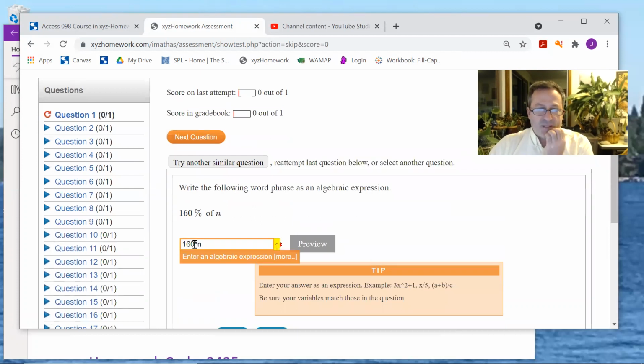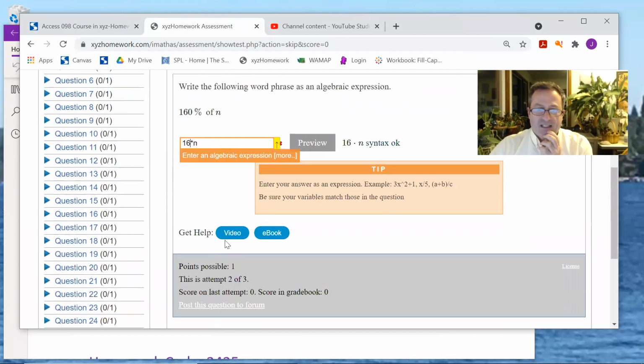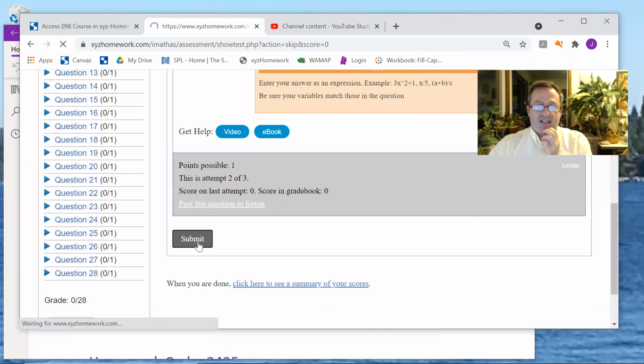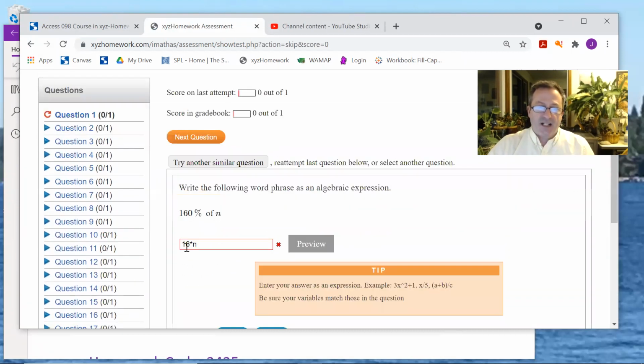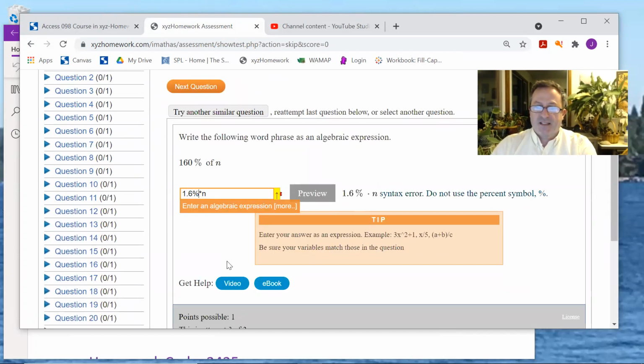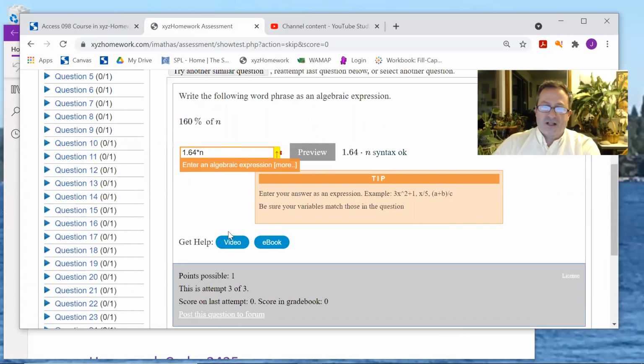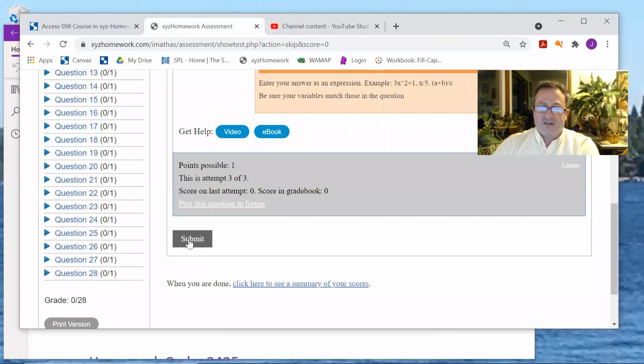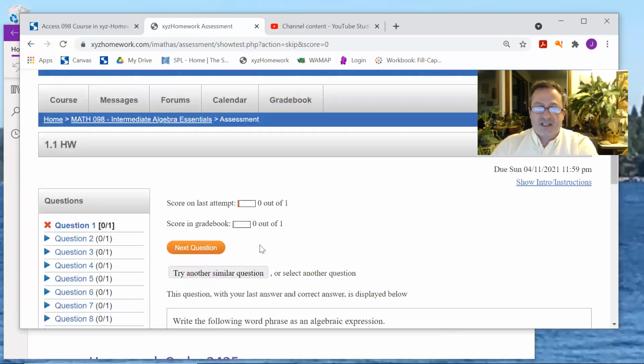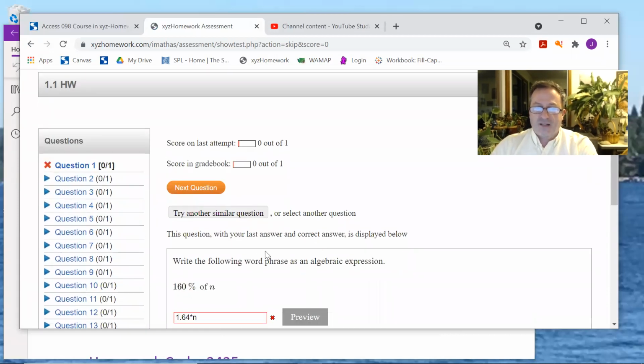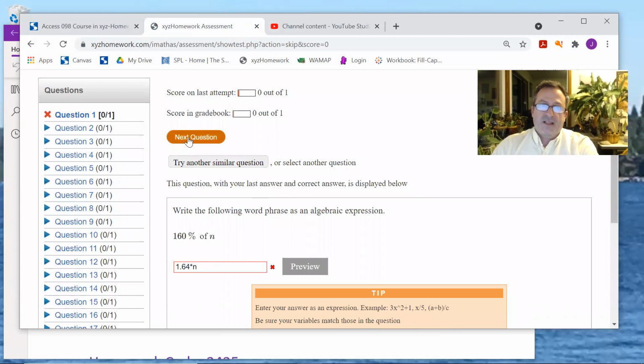I can say, okay, well, maybe it's 16 times n. And I'll try it again. Ah, and I'm wrong again. And, oh, I know, I need to do 1.6% times n. Oh, it says syntax error, do not use the percent symbol. So it doesn't want that. So let's accidentally enter 1.64. Syntax is okay. Of course, that's the wrong answer. It should be 1.6. So once I try the 3 times, I've gotten it wrong.